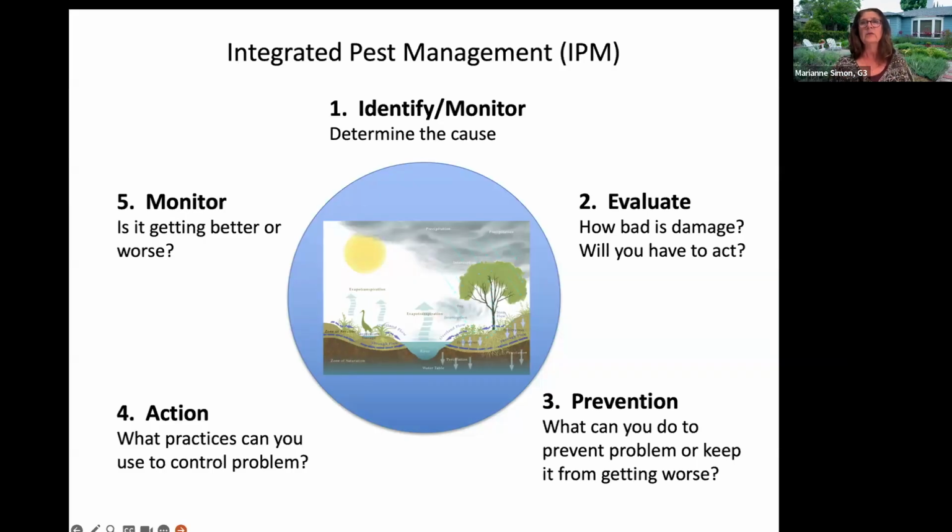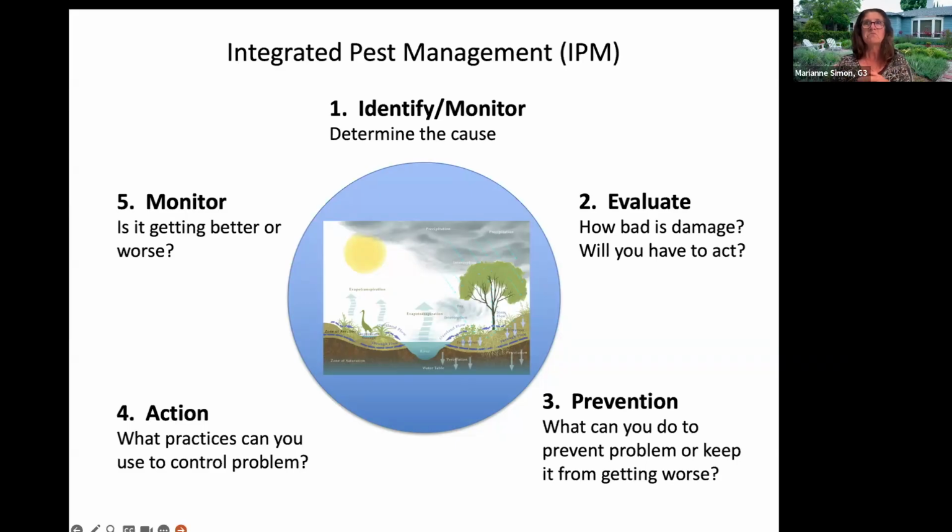Number 2 is then evaluating how bad is the damage? Do I actually have to do something about this particular pest? Number 3, having identified a potential pest, what can I do to prevent that from getting worse?